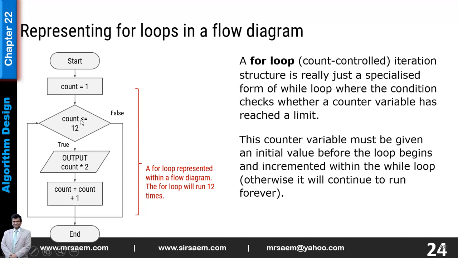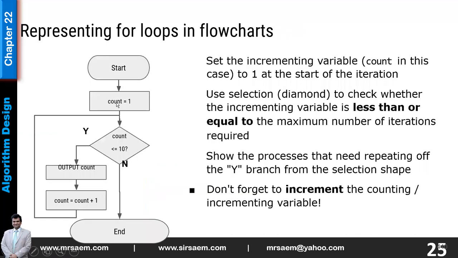When count will be less than 12, when it's true, then the output count is multiplied by 2, and the count is incremented, and then it ends. So this is what for loop actually is. और आपको याद होगा for loop में हम discuss किया था कि for loop में you have an initialization, condition, and an increment. This is what makes the for loop. आपको याद होगा इस बात को. Okay, right. This is another example of for loop.